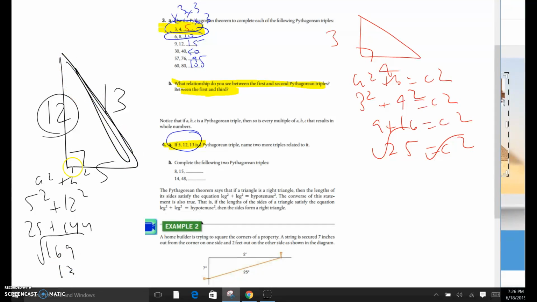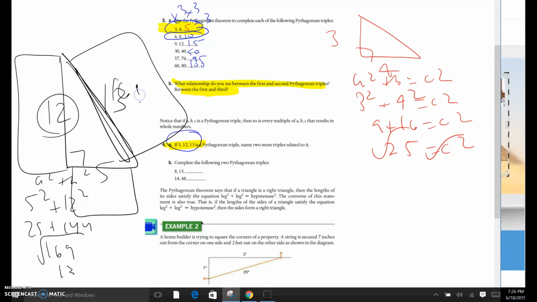So again, remember the area of this guy, the area of that guy has to add up to the area of that guy, and it really does work. So try to find 2 more triples that are in that family, and then go ahead and try to do that down there.